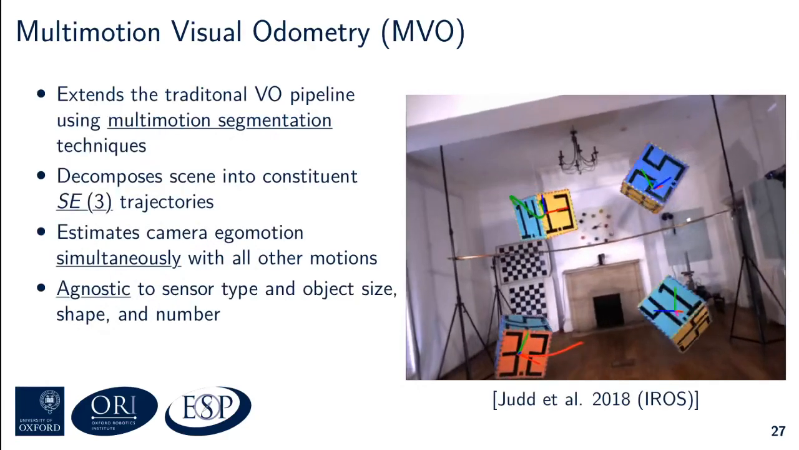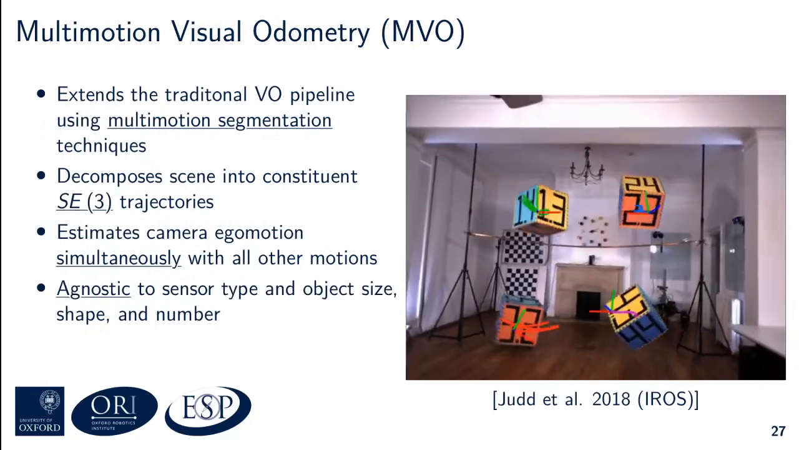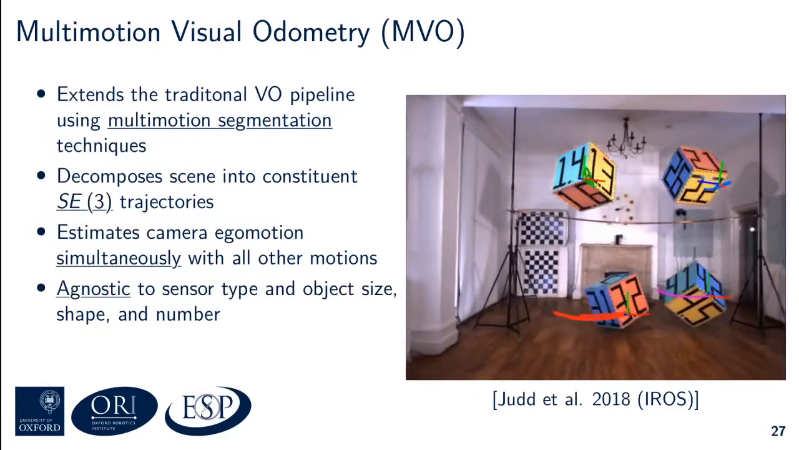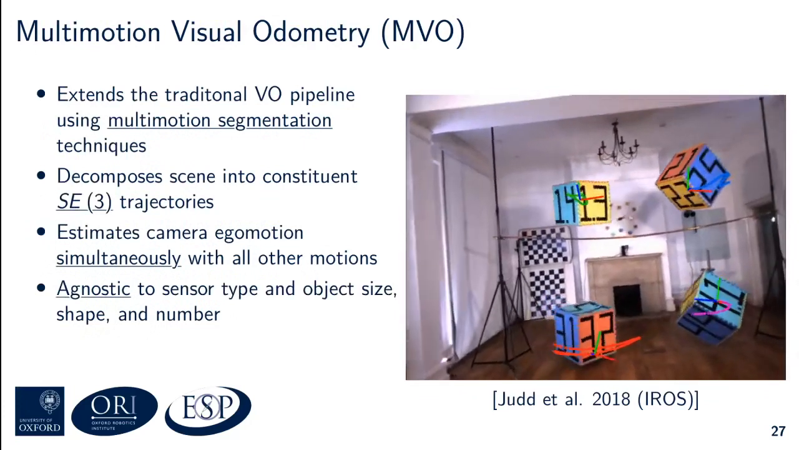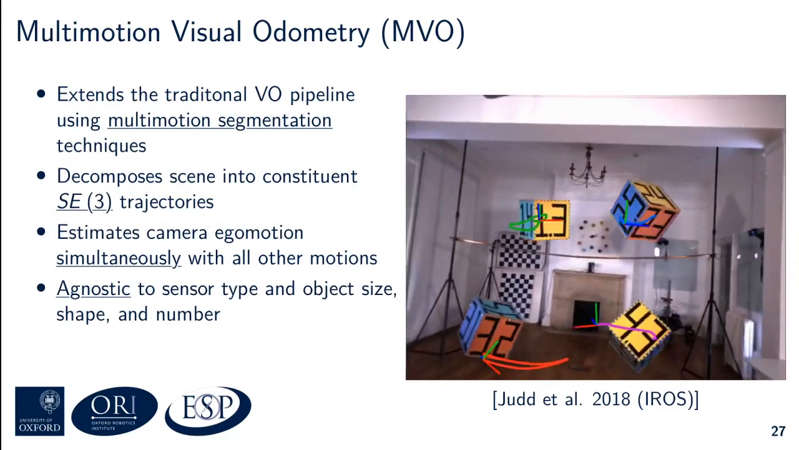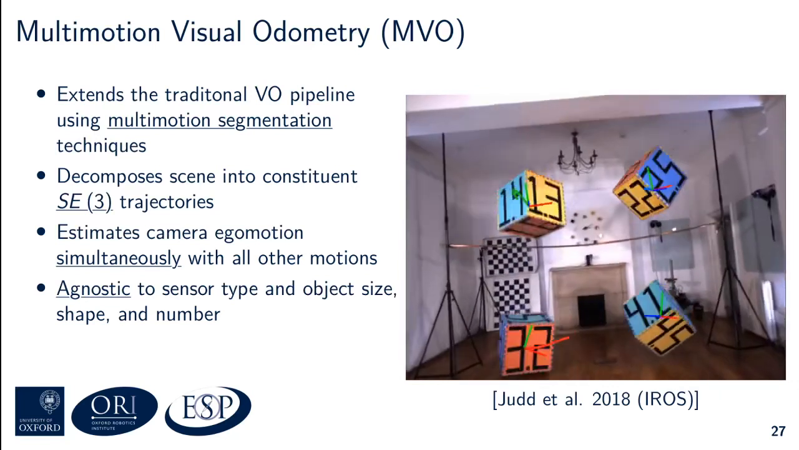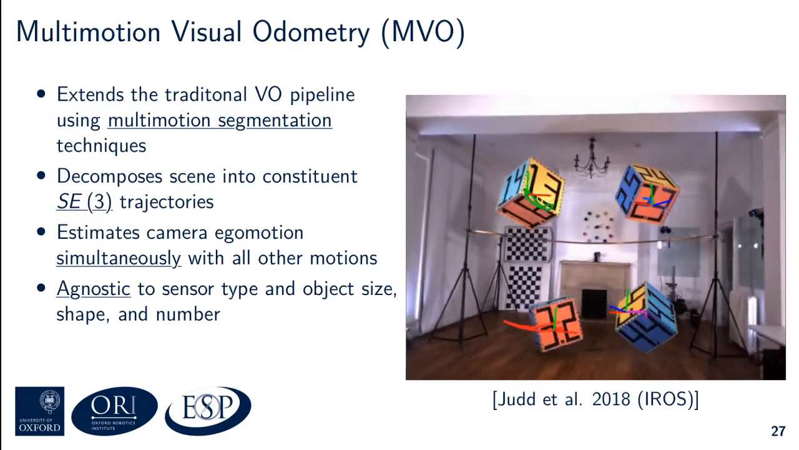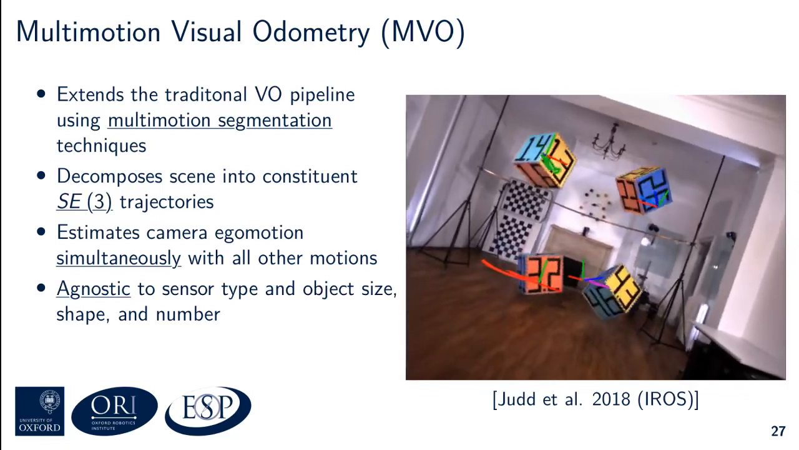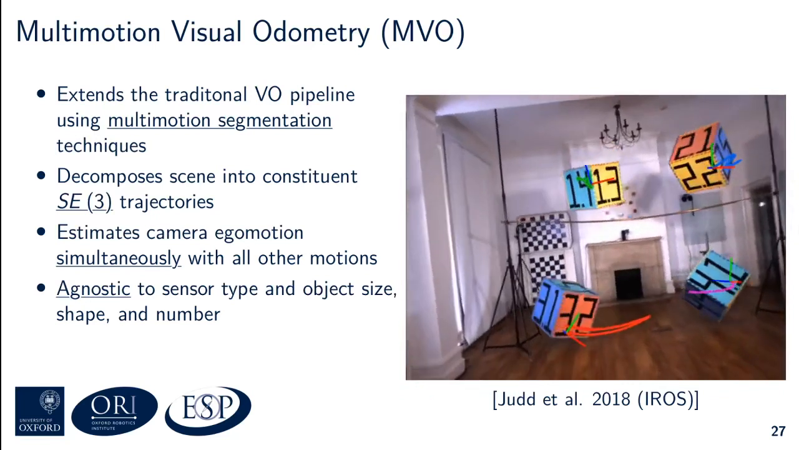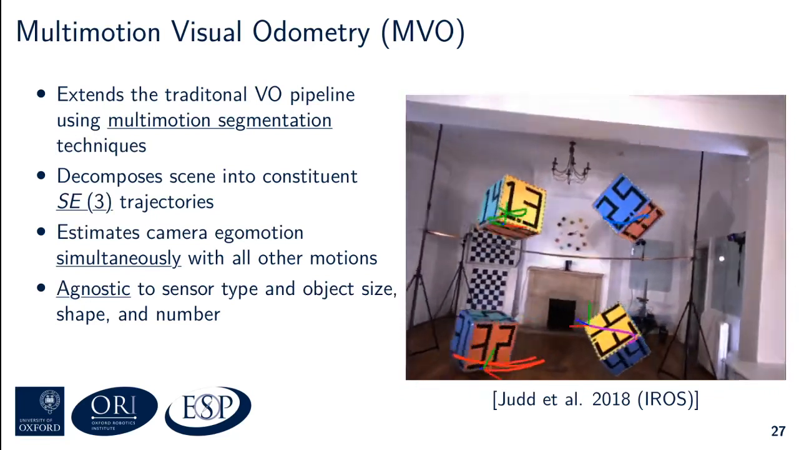MVO extends the traditional VO pipeline using graph-based multi-motion segmentation techniques. It is able to decompose a scene into its constituent SE3, or rigid body, motions, and simultaneously estimates the camera ego motion with the other motions in the scene. It also operates directly on 3D points, so it's agnostic to the type of 3D sensor used to generate those observations, as well as the size, shape, and number of objects in a scene.